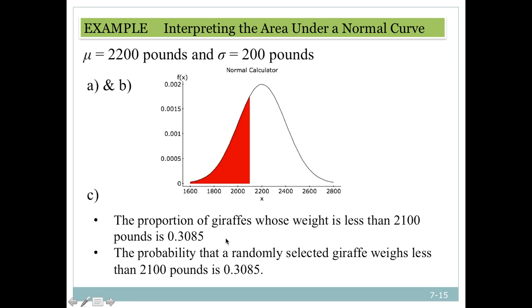We could either say that the proportion of giraffes whose weight is less than 2,100 pounds is 0.3085, or I could say that the probability that a randomly selected giraffe weighs less than 2,100 pounds is 0.3085. These two interpretations are one and the same, it just depends which one you like better. The other thing I want to point out is that you can always interpret these as percentages as well. There's nothing wrong with that.